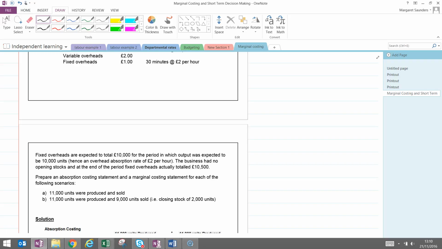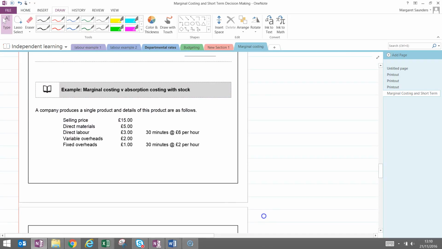And what we're going to look at doing is drawing up an absorption costing statement and a marginal costing statement under two different scenarios. The first scenario with 11,000 units being produced and sold. The second scenario, 11,000 units produced, 9,000 units sold. So we have a closing stock of 2,000 units. Before we do that, if we look back at the figures we've been given, let's just calculate the production cost using absorption costing and the production cost using marginal costing.